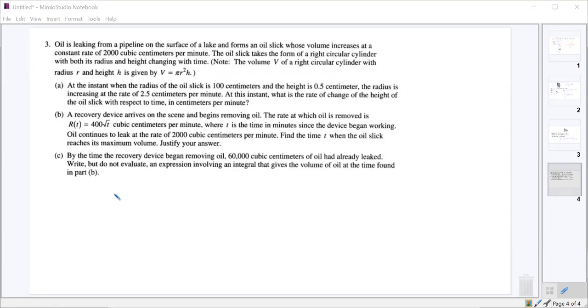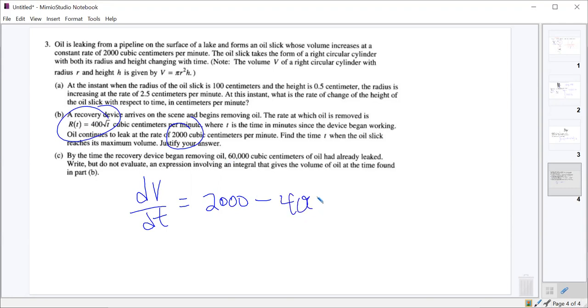Well, let's see, we don't need one for our actual volume. We just need one for the rate of change of our volume, because if we can figure out when the rate of change of the volume equals 0, that should tell us when we might be at a max. So the rate of change of our volume with respect to time should be the amount that it's leaking minus the amount that it's being removed, which would be 2000 minus 400 root t. And that is the derivative of the volume function.